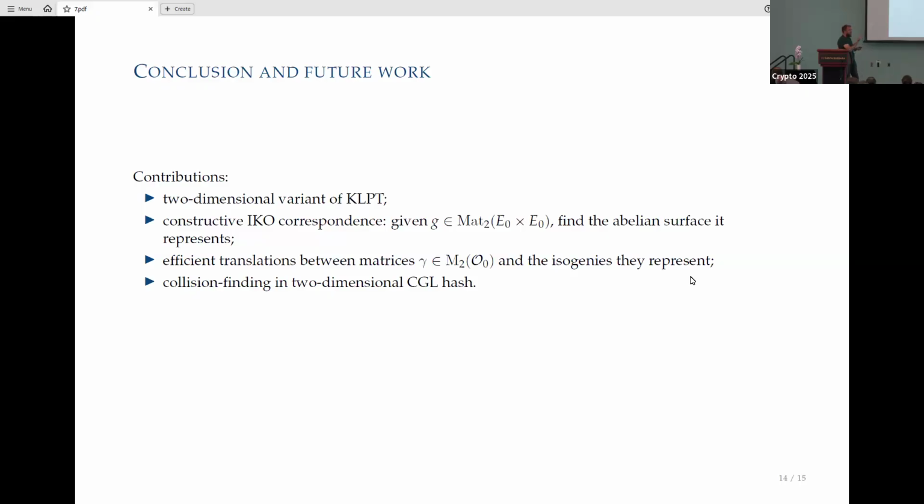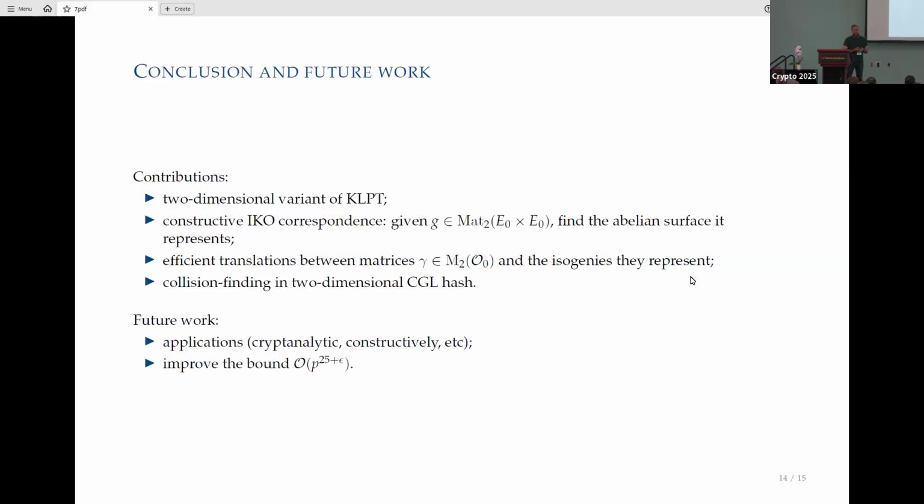So as a final slide to conclude, this is what the biggest contributions were from our paper. And maybe more interestingly is future work. Applications: we can generalize some one-dimensional isogeny-based cryptography things if you wish, but maybe the most interesting part is improving this bound, because an isogeny of degree p to the 25 is kind of large if you're expecting that theoretically one of degree p should exist.